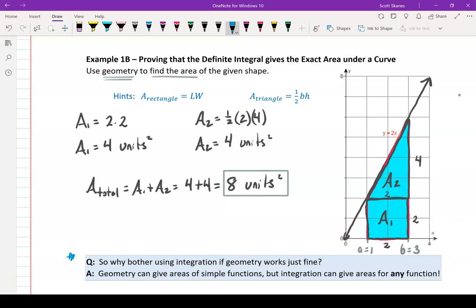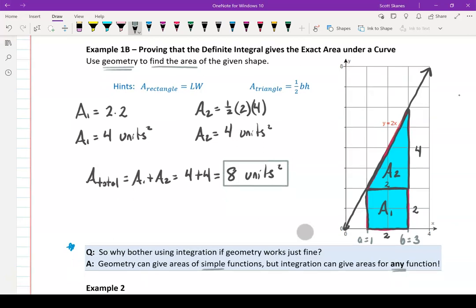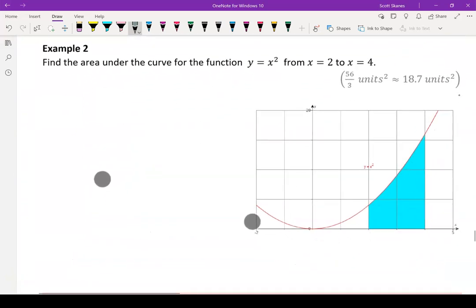Question. So why bother using integration if geometry works just fine? And the answer would be, geometry can give us the areas of simple functions, or simple shapes. These are simple shapes. It's a square and a triangle. But integration can give us areas for any function, no matter how complicated they are. They could be curvy, they could be all sorts of crazy stuff. Integration will do the heavy lifting for us. So in example 2, we're going to get a shape that is harder to do with geometry. Like you can see here, this shape, you could break it down into 2 pieces.